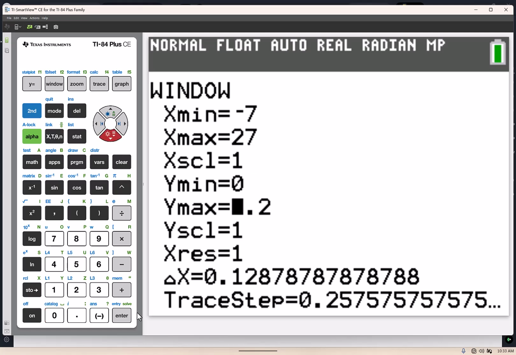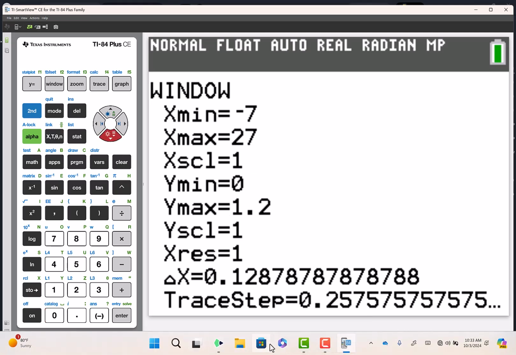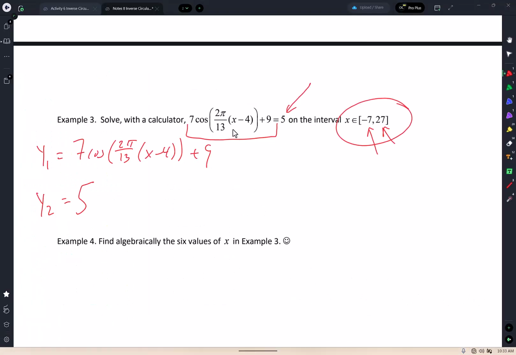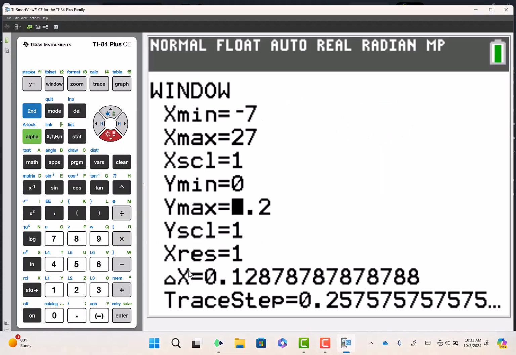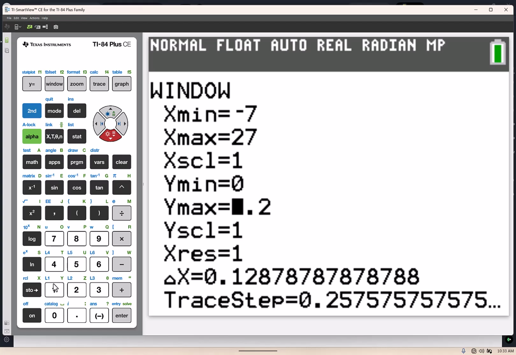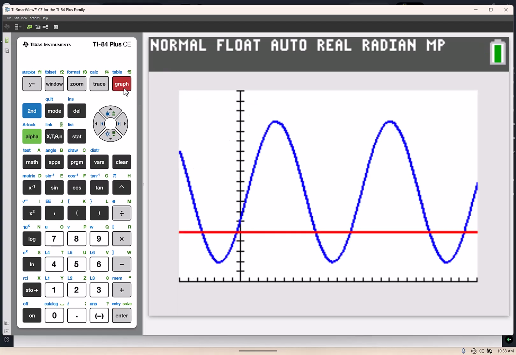And then I'm going to go to y max. And now what is 9 plus 7? And I'm going to go a little above that. So I'm going to say what? Yeah, 20, 18, 19. They're all good numbers. And then there it is. I'm going to push graph. And now I can see my sinusoid and I can see that intersection.